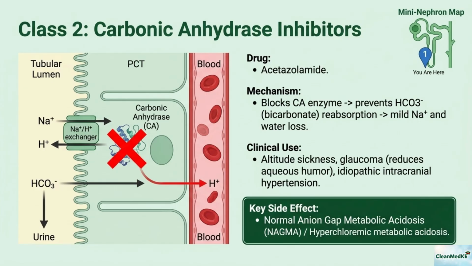Next, we have Carbonic Anhydrase Inhibitors, CAIs, specifically Acetazolamide. These work in the PCT by blocking the carbonic anhydrase enzyme, which prevents bicarbonate reabsorption. This leads to mild sodium and water loss, but it's most famous for its use in altitude sickness, glaucoma, and idiopathic intracranial hypertension. The key side effect to watch for on exams is normal anion gap metabolic acidosis, NAGMA, due to the loss of bicarbonate in the urine.